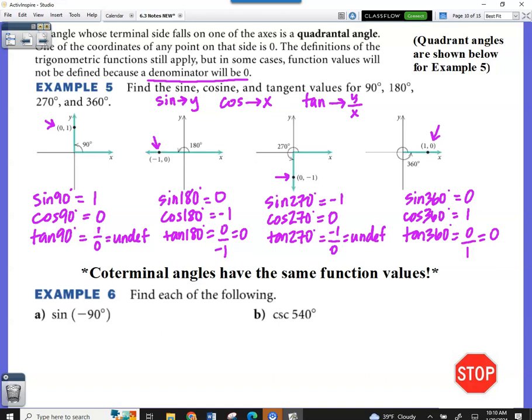For A, you should get -1. And for B, you should get undefined. Try them first. If you don't get it, I'm going to work it anyways, but try it first.